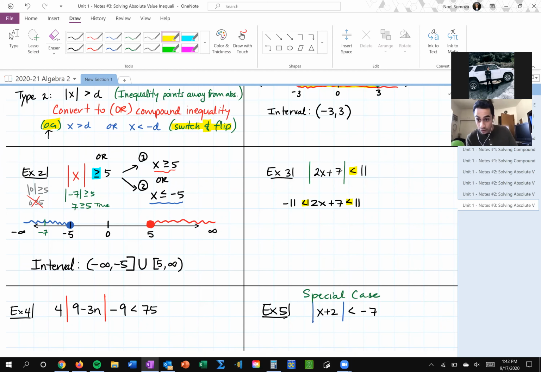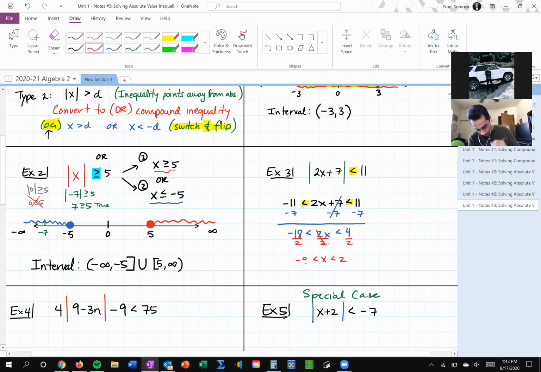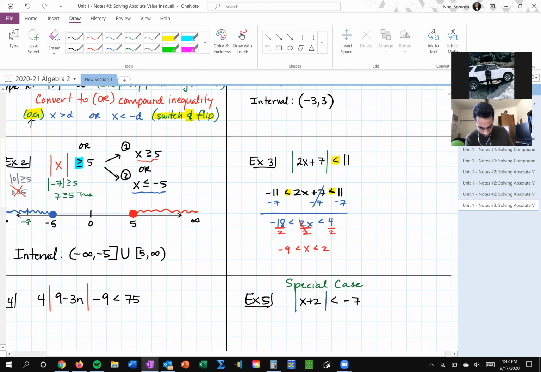Exactly. So now we want to solve for x. We want to get x by itself. So let's go ahead and do the math. We want to subtract 7 from all 3 parts of the inequality. So here it cancels. We're left with -18 is less than 2x, which is less than 4. Let's divide all 3 sides by 2. So we're going to be left with x is less than 2 and greater than -9. All right. So let's graph that out.